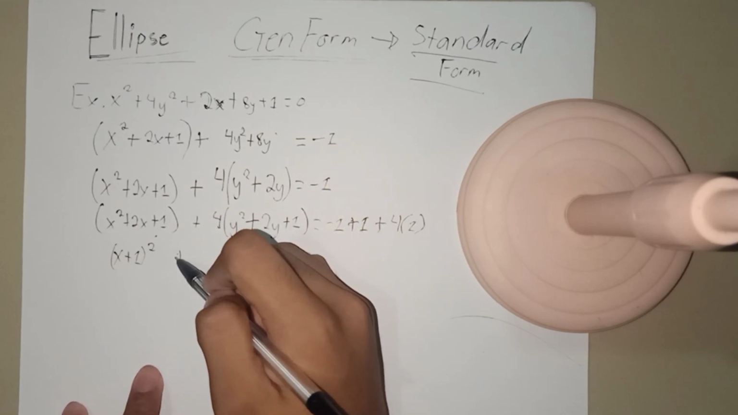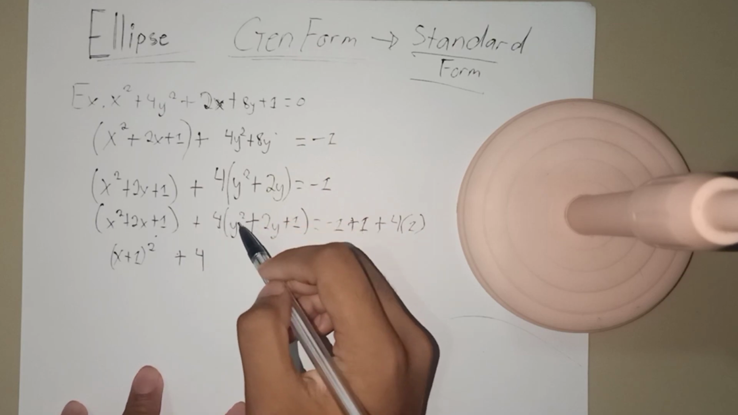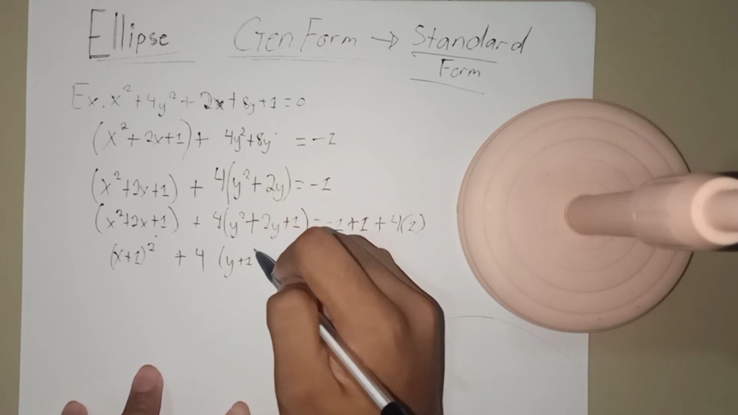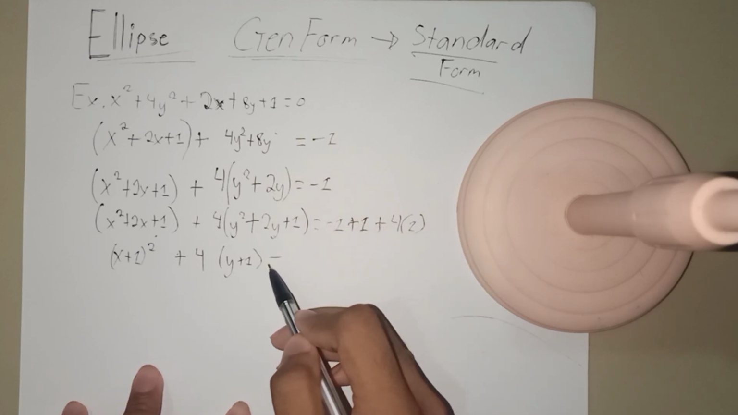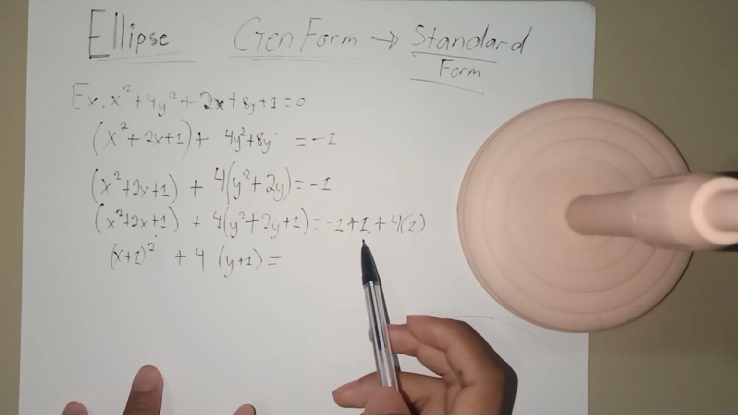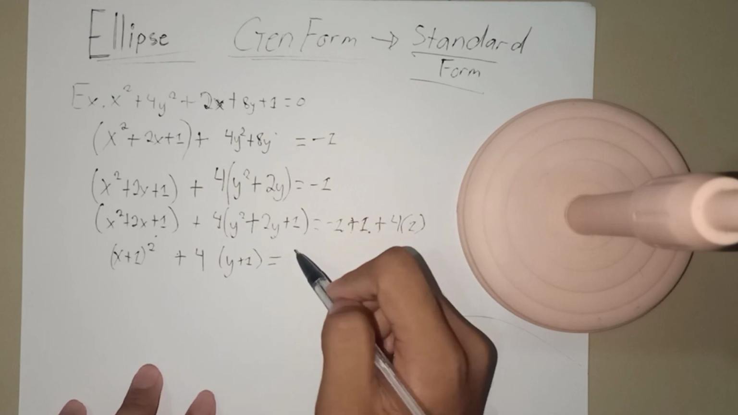Then on the other side, put 4 and then y plus 1 squared. Solve this. Negative 1 plus 1 is equal to 0, plus 4 times 1 equals 4.